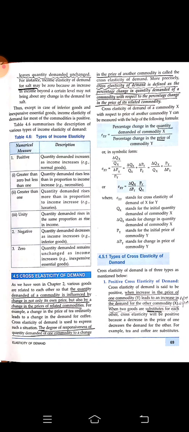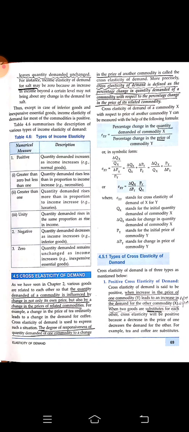Let us see. The quantity demanded of a commodity is influenced by a change not only in its own price but also by a change in the price of related commodities. The degree of responsiveness of quantity demanded of one commodity to the change in the price of another commodity is called the cross elasticity of demand. More precisely, cross elasticity of demand is defined as the percentage change in quantity demanded of a commodity with respect to the percentage change in the price of its related commodities. Here they have shown the same thing with a diagram and the equation.